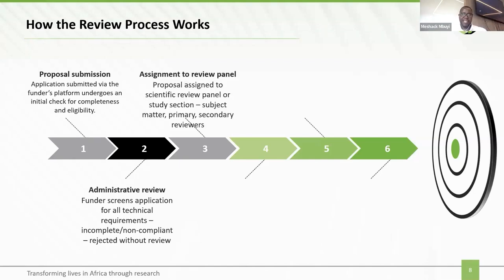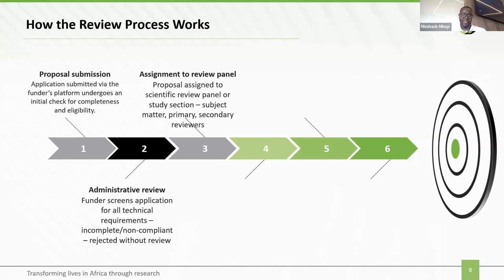Then the third step is assignment to a review panel. When your proposal has everything, it's assigned to a scientific review panel or even a study section, based on its subject matter. There are usually two levels of review, but some donors have three levels. There's the primary review, where an individual sits down and looks at an application, and they can assign it to three people who individually review and score.